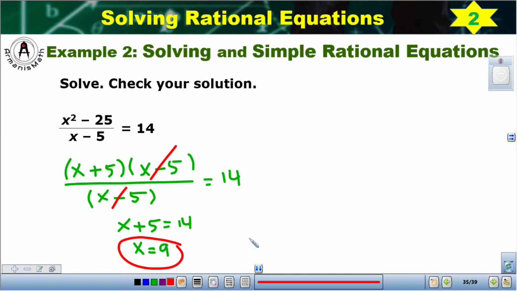Can I plug in 9? Can you check 9 if it works? It works good. Yes, it does.